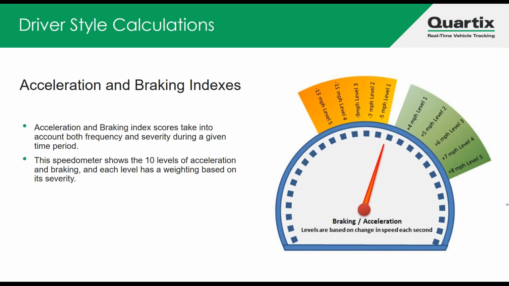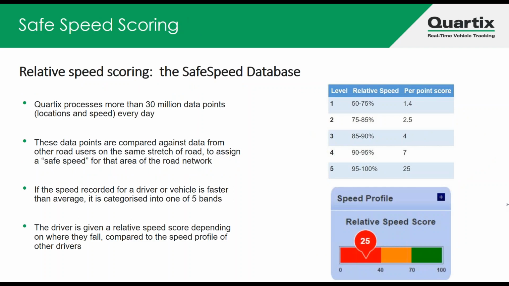Okay, and the next calculations that I wanted to show you was in relation to our safe speed database. Now the safe speed database has been built by Quartix. It is unique to us. We have in fact won the Queen's Award for Enterprise in the innovation category for this, and we've also produced a white paper on it.